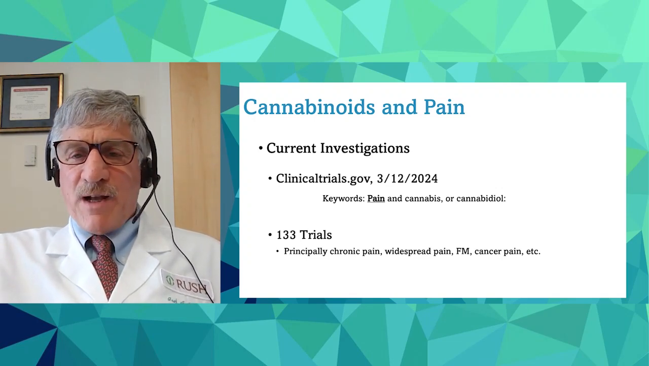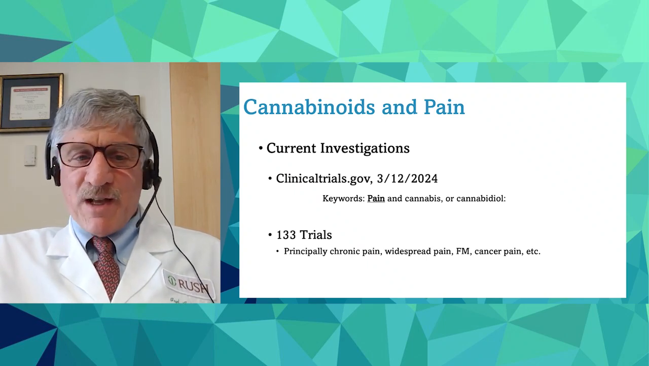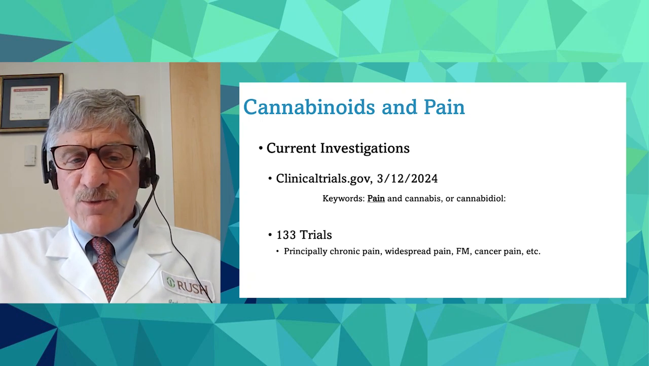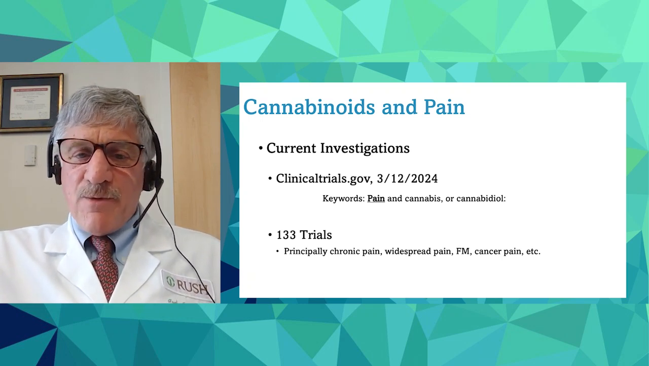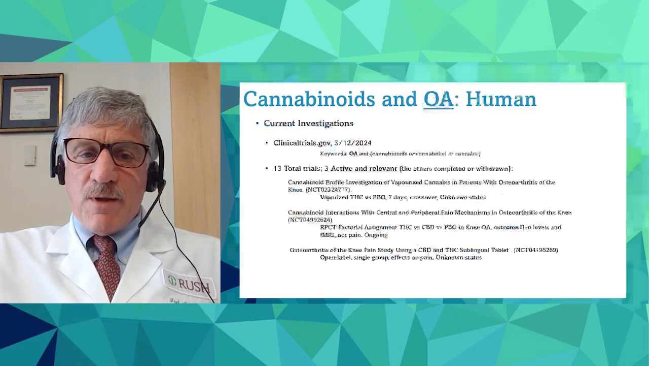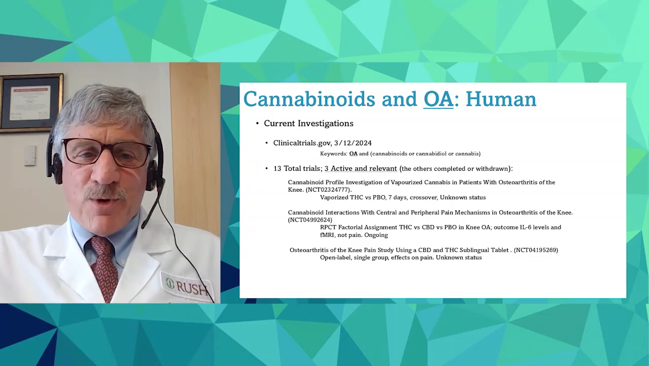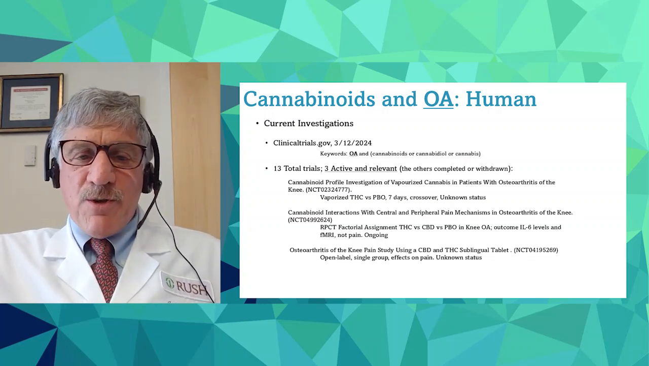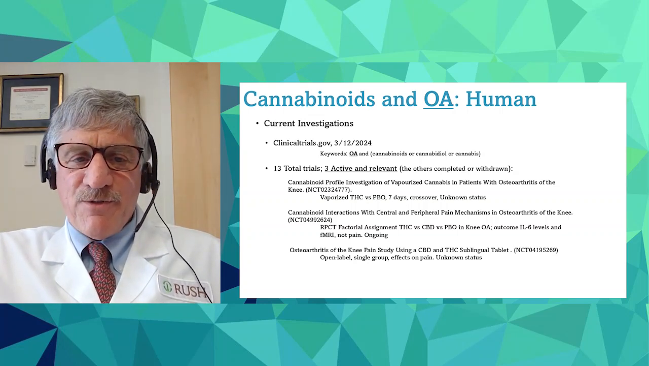But surely it's a really important area. There must be a bunch of ongoing investigation. And indeed, if you look in clinicaltrials.gov, what you see is there are 133 trials. On the other hand, almost all of them are for chronic pain, for widespread pain, fibromyalgia. If you limit your search to just cannabinoids and osteoarthritis in humans, you find a total of 13 trials, most of which have either been completed or withdrawn. Only 3 are active and relevant.